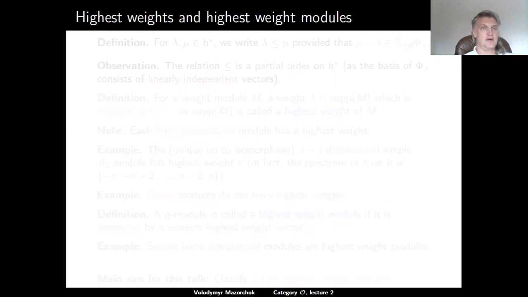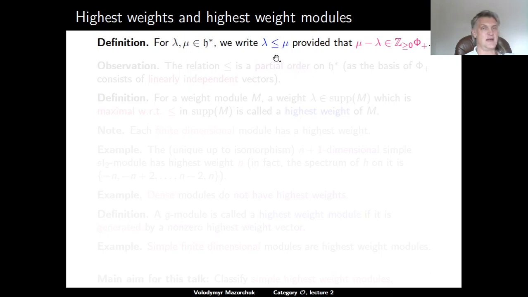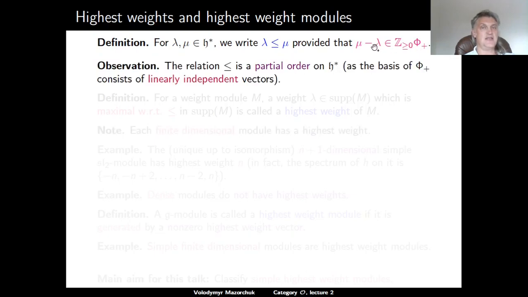Let's now go to highest weight modules. So the notion of a highest weight is a notion with respect to some partial order on the set of weights. For two weights λ and μ, we say that λ is less than or equal to μ if the difference μ minus λ can be written as a linear combination of positive roots with non-negative integer coefficients. This relation is a partial order on h*, which follows from the fact that the basis of our root system consists of linearly independent vectors.